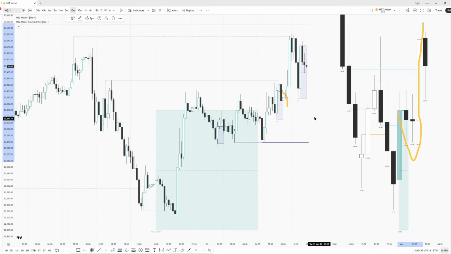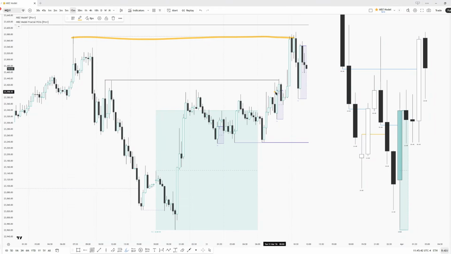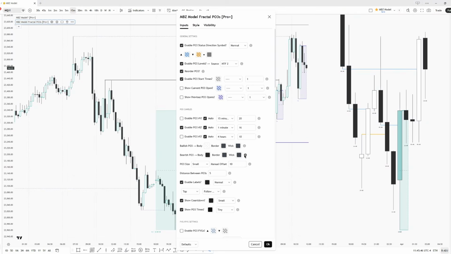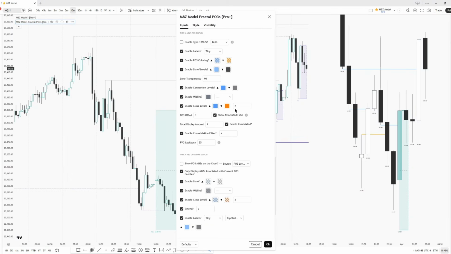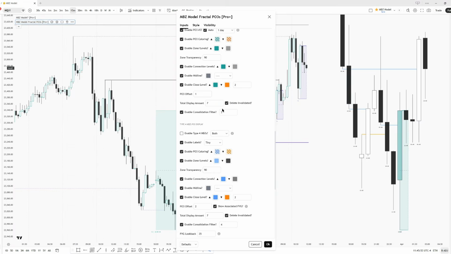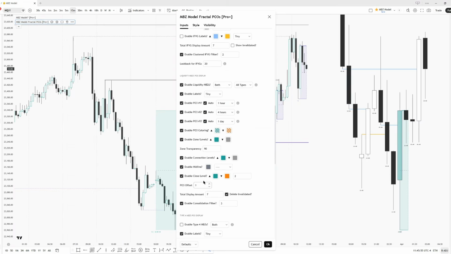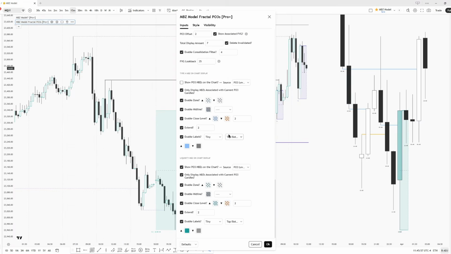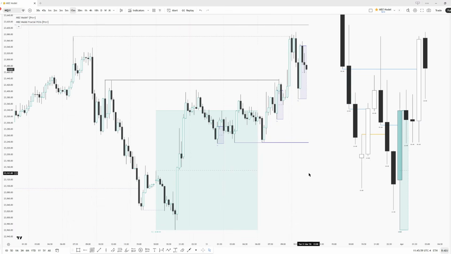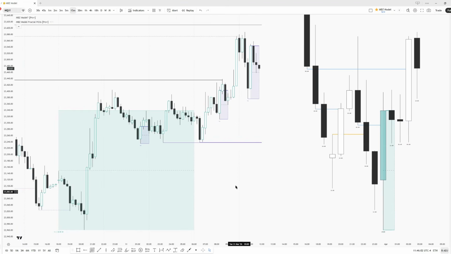So instead of those relative equal highs, you can target this resting high up here. And again, you have a type 4 MBZ that still is residing within that bullish MBZ zone. So here we can see that when it comes to the liquidity MBZ from that PO3, this type 4 MBZ still happens within it. So that's still a pretty good opportunity.